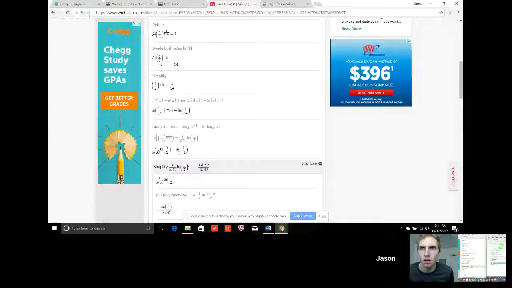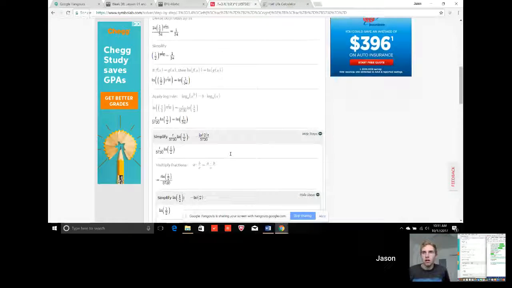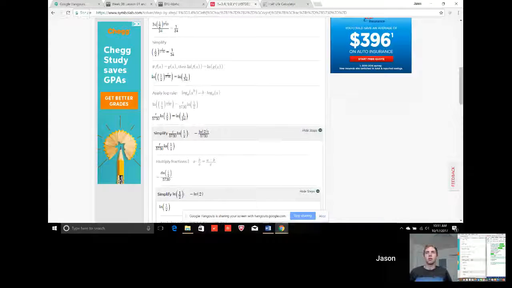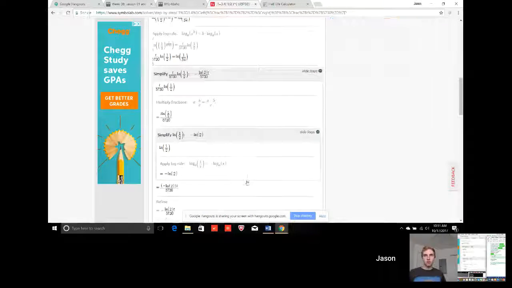Oh, so they took the half out and the 1/34 out, and I'm assuming they're probably going to multiply. Oh, so they just multiplied this 1/2 onto t. So now they have t natural log 1/2 over 5,730 because they just multiplied the fractions. Then they simplified it.